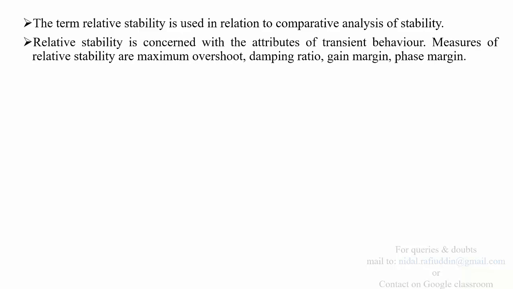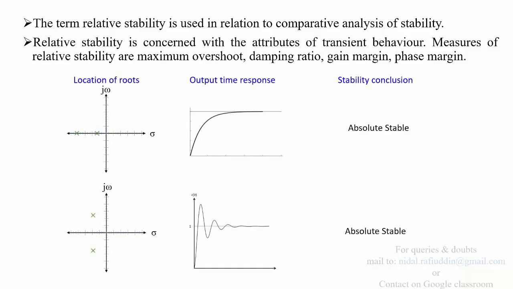So relative stability is concerned with the attributes of transient behavior, the same attributes that we studied, like time domain specifications. Measures of relative stability are maximum overshoot, damping ratio, gain margin, and phase margin. We studied maximum overshoot and damping ratio, but gain margin and phase margin will be discussed in the next unit when we talk about Bode plots and Nyquist plots.